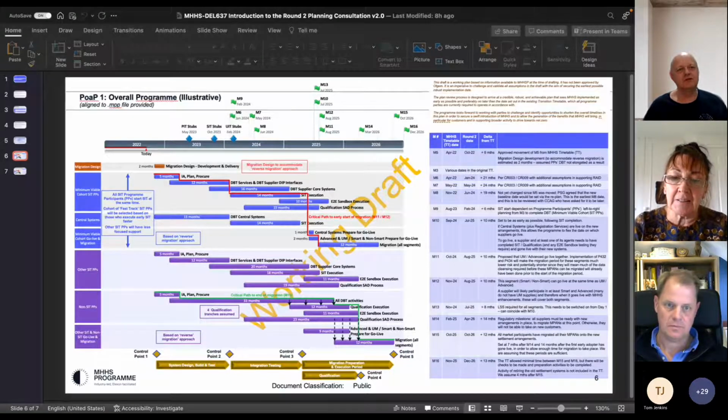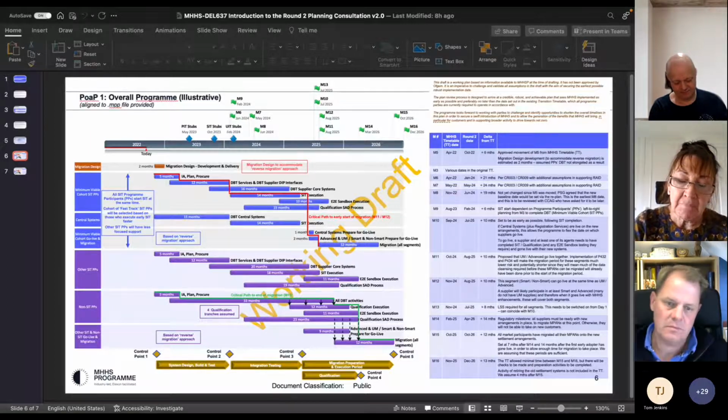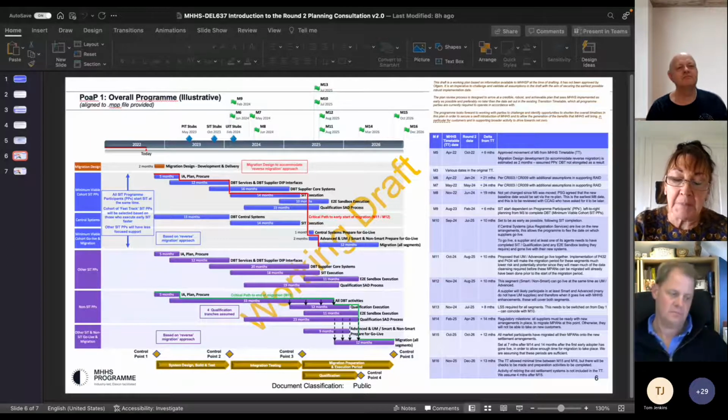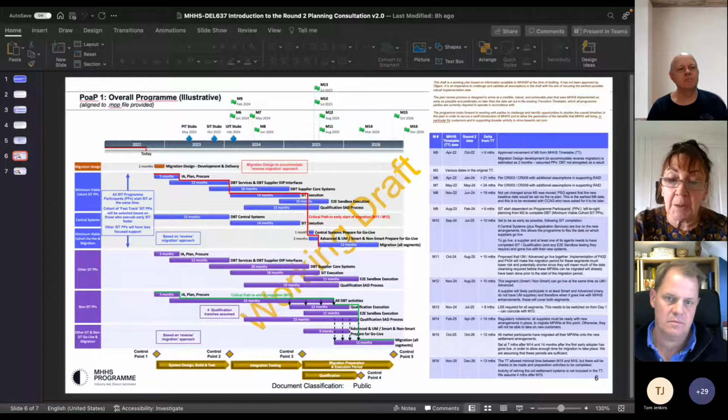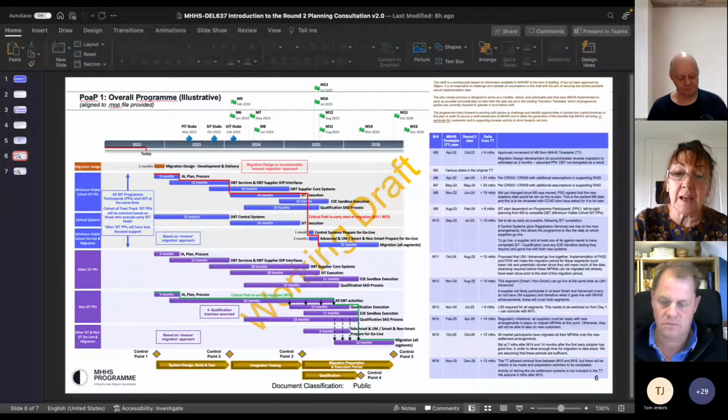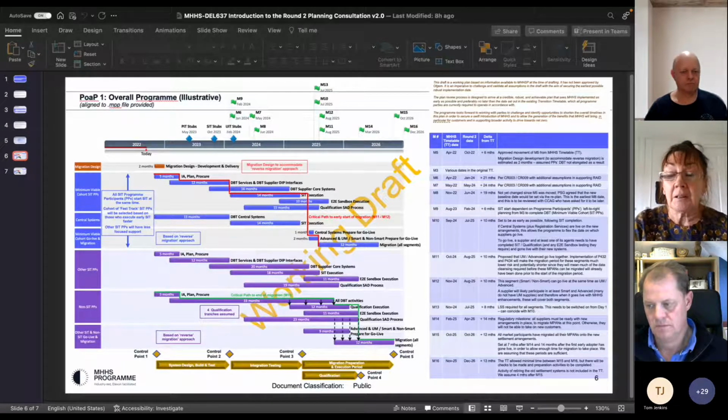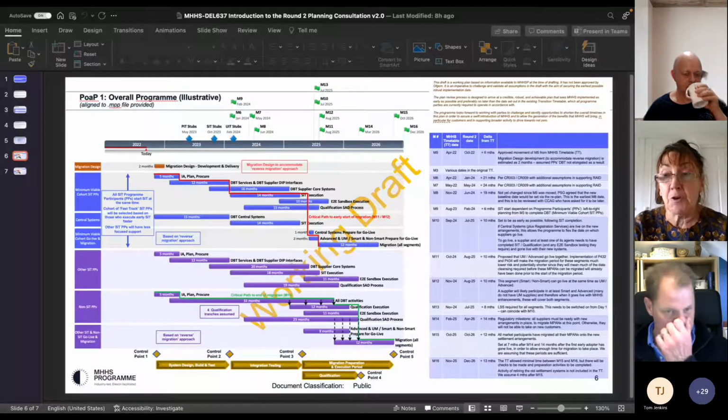So I think it's a bit confusing because the Ofgem definition of M10 included registration systems, but as a programme generally, we have been saying that registration systems are not central systems. However, they are absolutely necessary for M10.